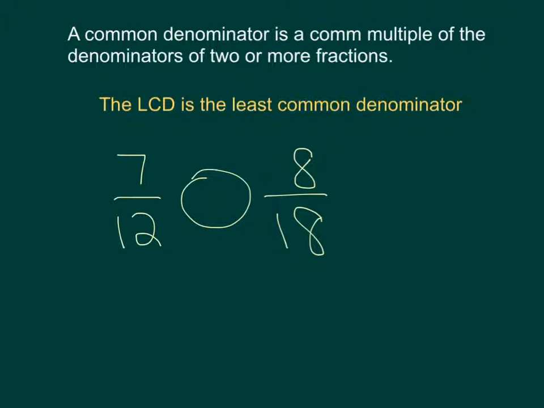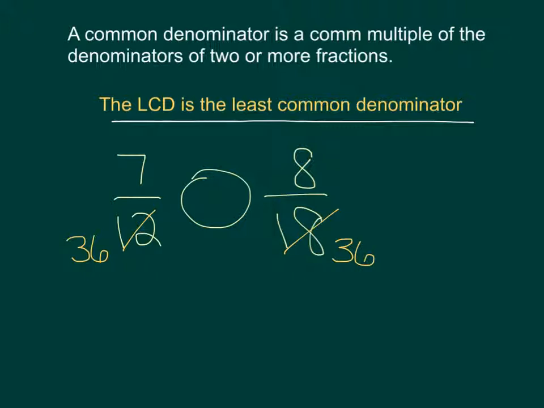We can also use least common denominator to compare fractions. The common denominator is a common multiple of the denominators of 2 or more fractions. Least common denominator is also abbreviated as LCD. So if we look at these two examples, 7/12 and 8/18, we want to get a common denominator. So what is something that both of these numbers can have in common? Well, we can actually change both of these numbers to 36.